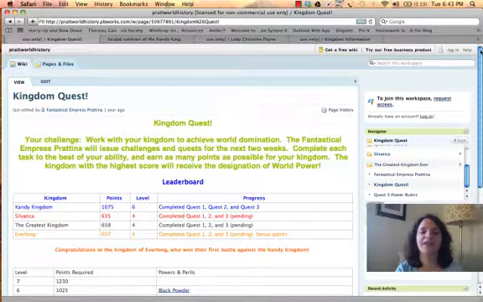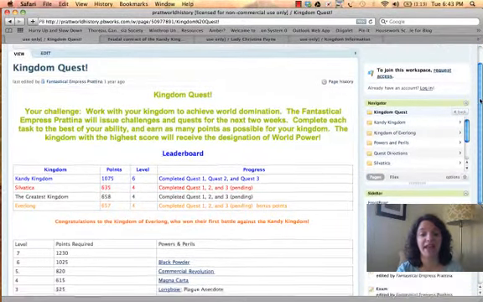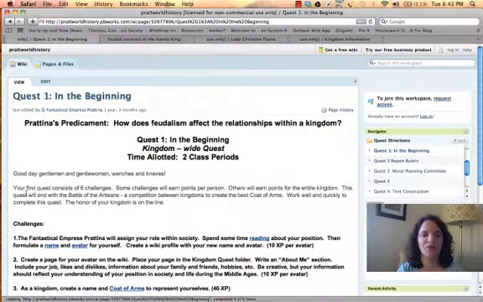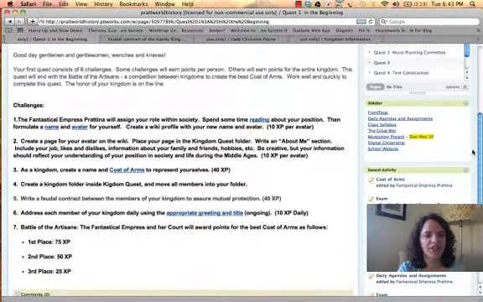So on our class wiki, and as you can see, this is for our whole class, I just created a folder called Kingdom Quest here, where I host the game. The first quest that students are asked to complete is hosted here on the wiki, and this is divided into smaller challenges. It says, the fantastical Empress Pratina, that of course is my character in the game, will assign your role within society. Spend some time reading about your position, formulate a name and avatar for yourself, and create a wiki profile with your new name and avatar.